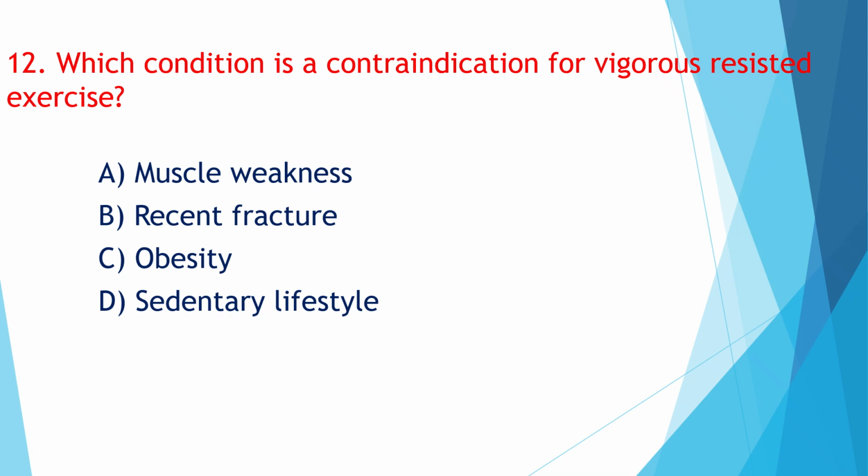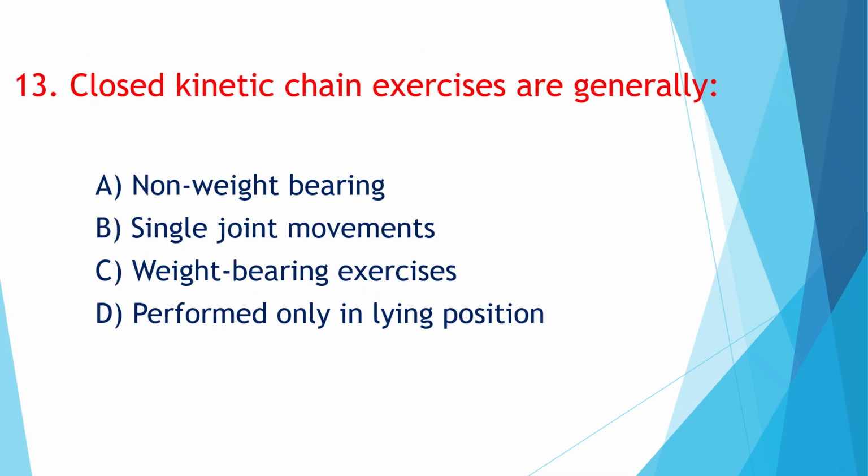Number 12. Which condition is a contraindication for vigorous resistive exercise? A. Muscle weakness. B. Recent fracture. C. Obesity. D. Sedentary lifestyle. So think about it. So here the correct answer is recent fracture, because heavy resistance exercise may disturb healing and worsen the injury.